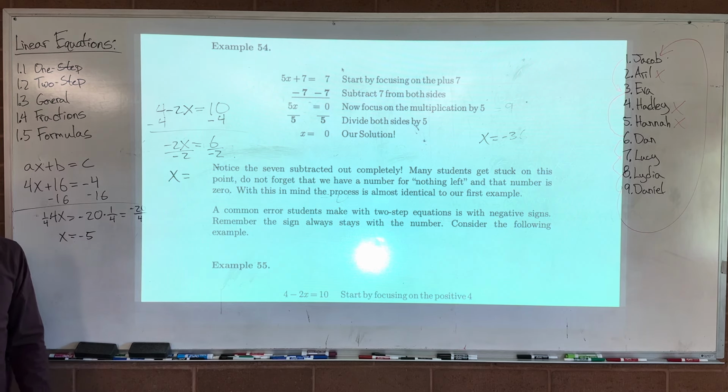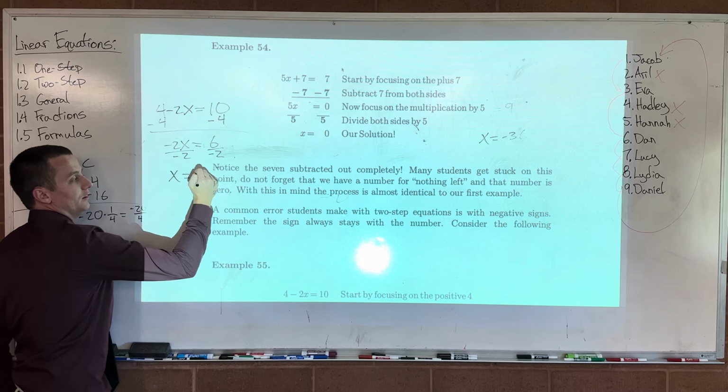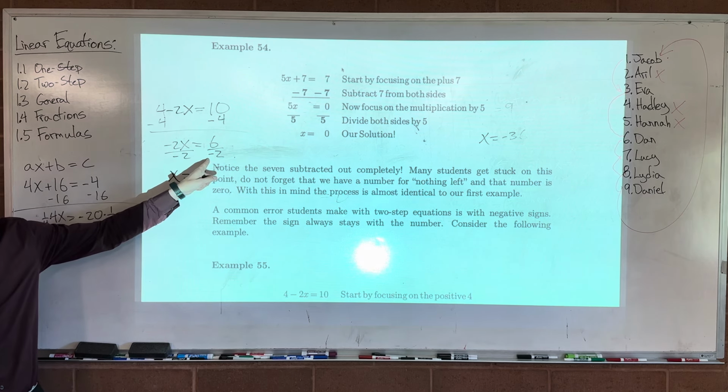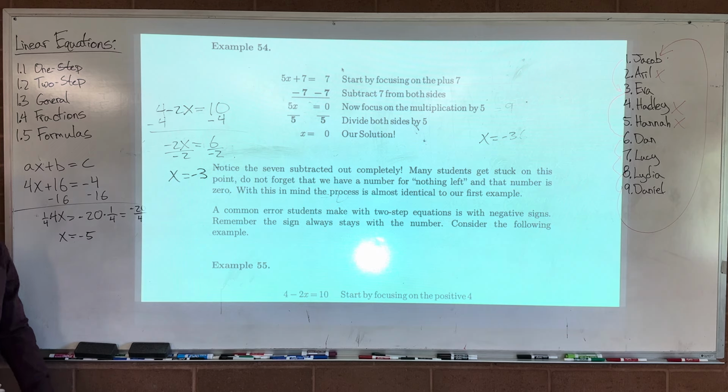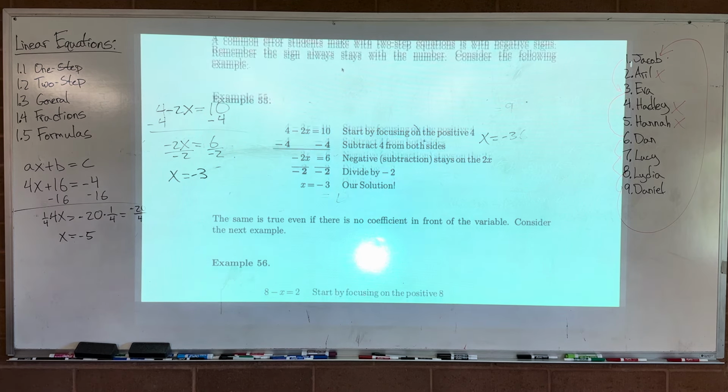Negative what? Negative 3. Because that's the same thing as a positive times a negative. It's 6 times negative 1/2, which is the same thing as 6 divided by negative 2. So x equals negative 3 for that. Should be the answer. Yay. All right. Next one.